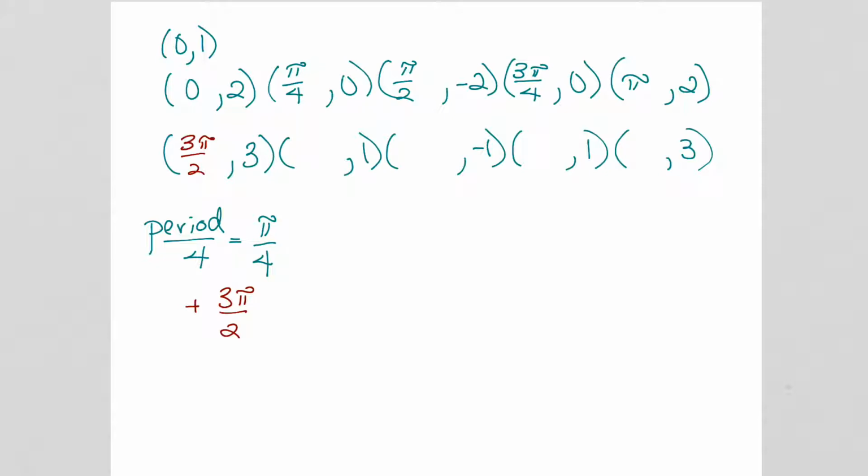So 3 pi over 2 plus pi over 4 is 7 pi over 4. Add another pi over 4, we get to 2 pi. Add another pi over 4, 9 pi over 4. Add another pi over 4, reduces to 5 pi over 2. Okay, so take our 5 points.